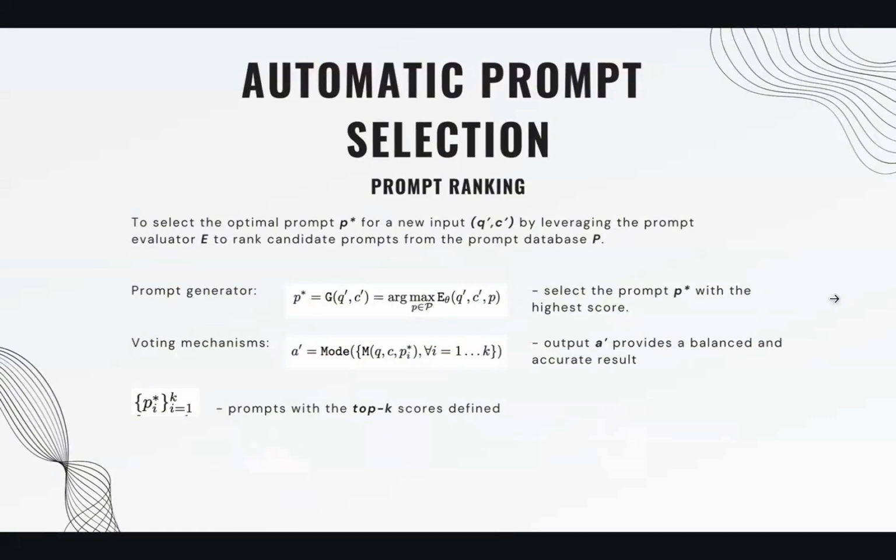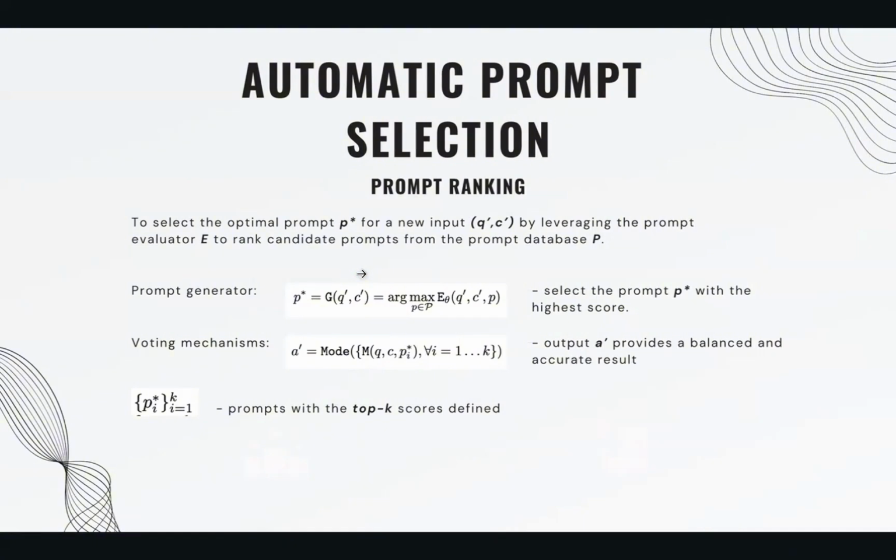And the last but not least, prompt ranking, to select the optimal prompt P for a new input Q prime and C prime by leveraging the prompt evaluator E to rank candidate prompts from the prompt database P. The process includes score calculation, prompt selection, top K prompt selection, and the voting mechanism. In the score calculation, for a new input Q prime and C prime, calculate the relevance score for all candidate prompts P in the prompt database P using the prompt evaluator E.